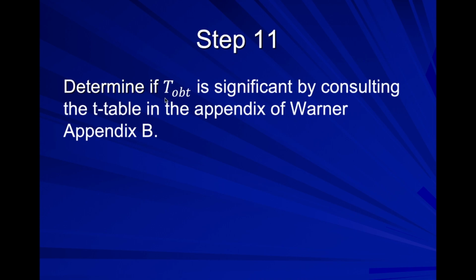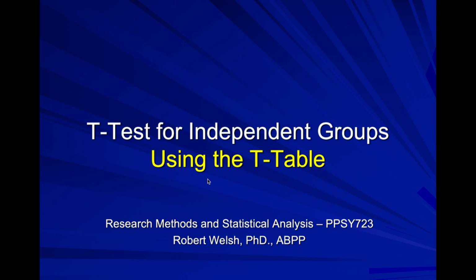Next, determine if T obtained is significant by consulting the t-table in the appendix of Warner. That is going to be a separate video just because this is a little long, and I'll get that out to you really quick. But there's your t-value. Now the next thing you do is take it to the t-table. Okie doke, that will be coming up next, so stay tuned.